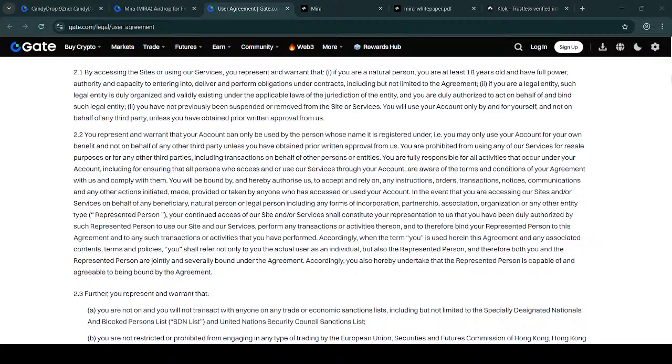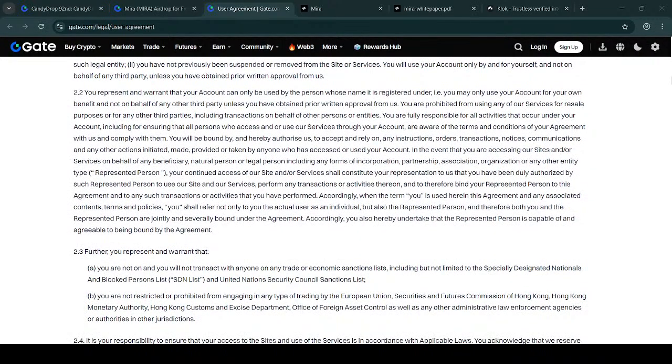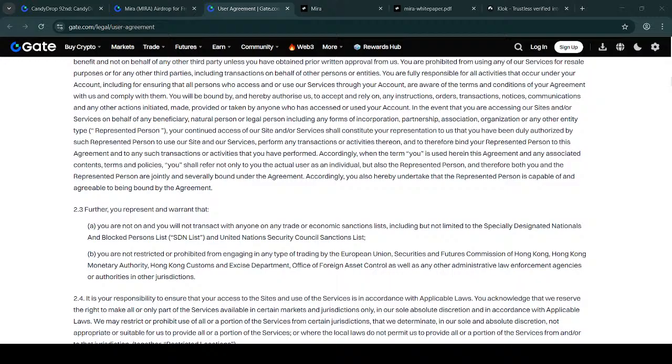Any access by use of the account in the event that you are accessing our site and service on behalf and for the benefit of a natural or legal person, including any form of incorporation, partnership, association, organization, or any other entity, you continue to access the site and service and represent that you have been duly authorized by such represented person to use our site and platform and any transaction activity. Therefore, the represented person is bound by this agreement, any such transaction activity on this platform according to the terms of use, this agreement, and any associated content and terms of the policy, guys.